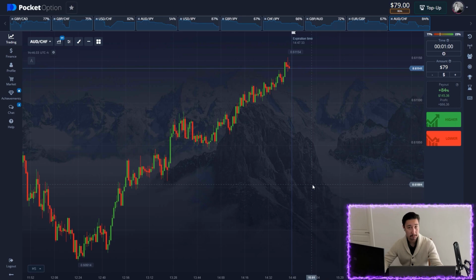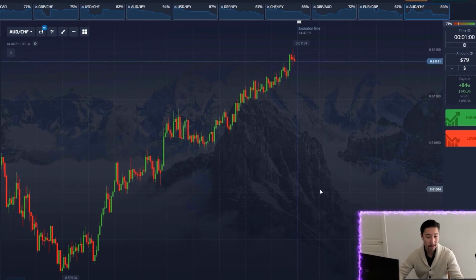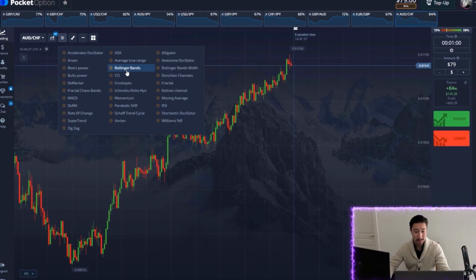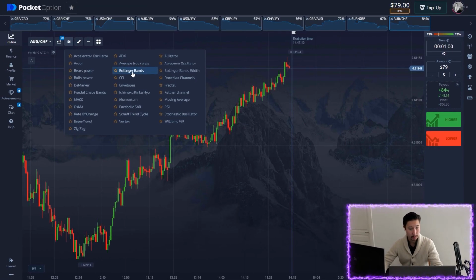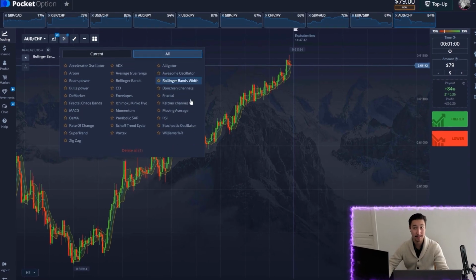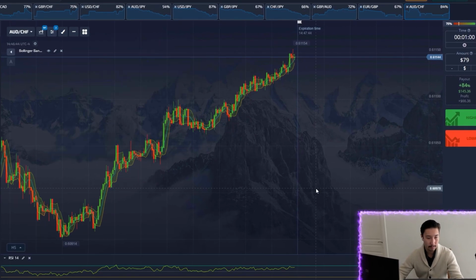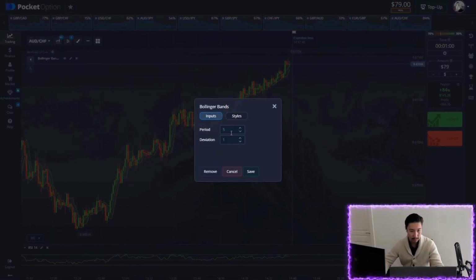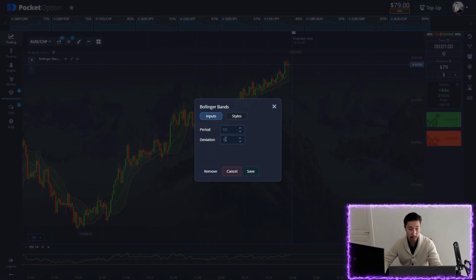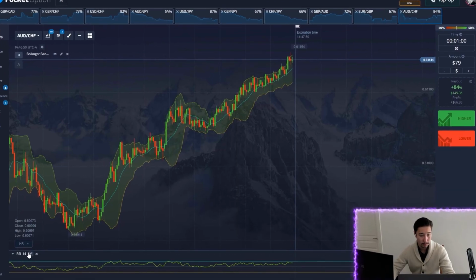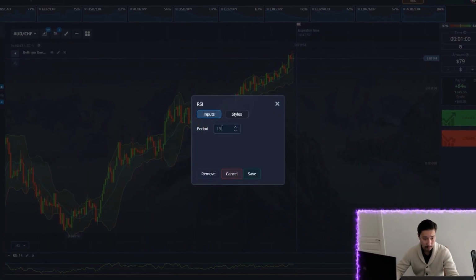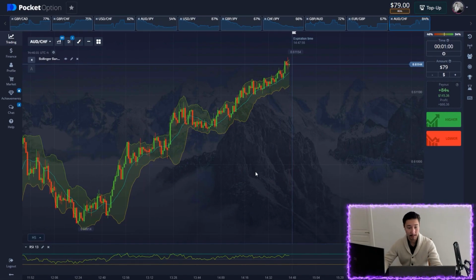Let's get started. Right now we're gonna need the following indicators. The first one is the Bollinger Bands, and the second one is a RSI oscillator. So first of all, let's adjust the Bollinger Band. Set the period to 13, deviation to 2. Set the period to 13 on the RSI. So there we go. I guess we're ready.